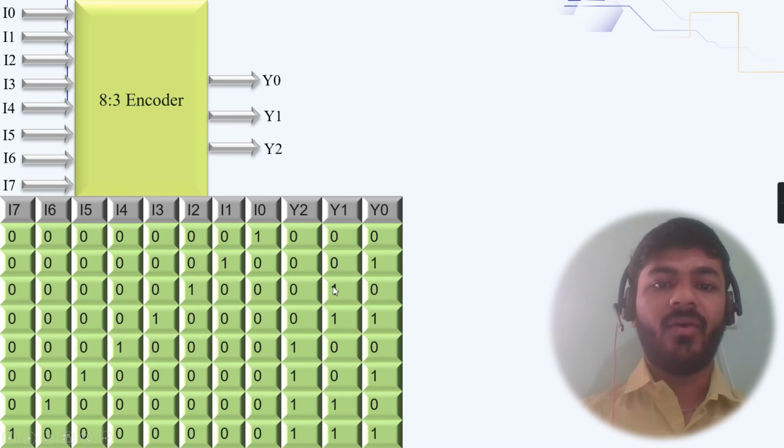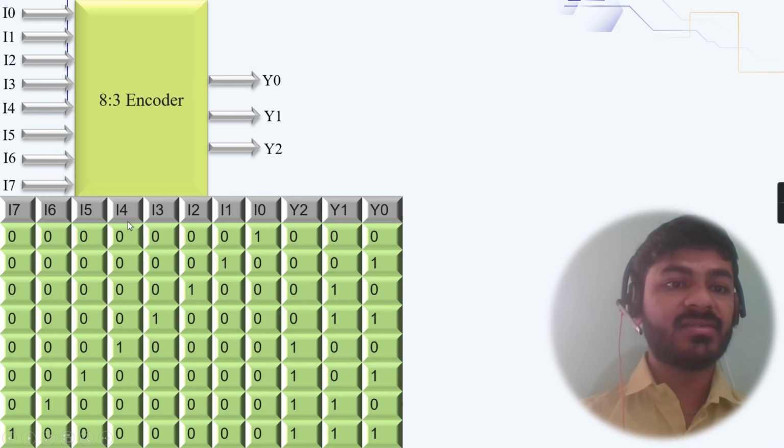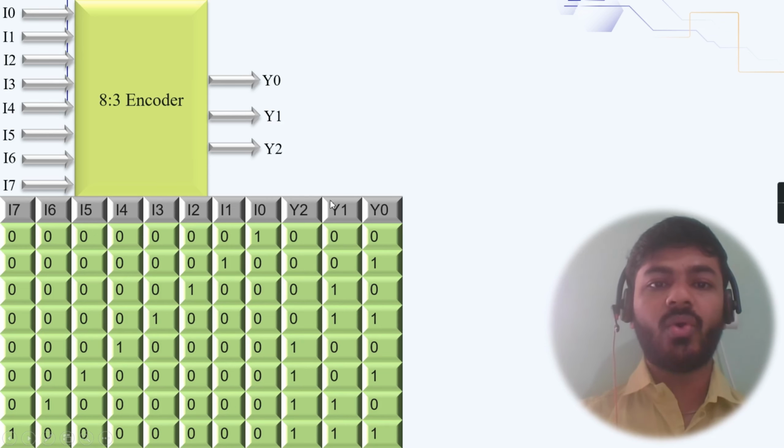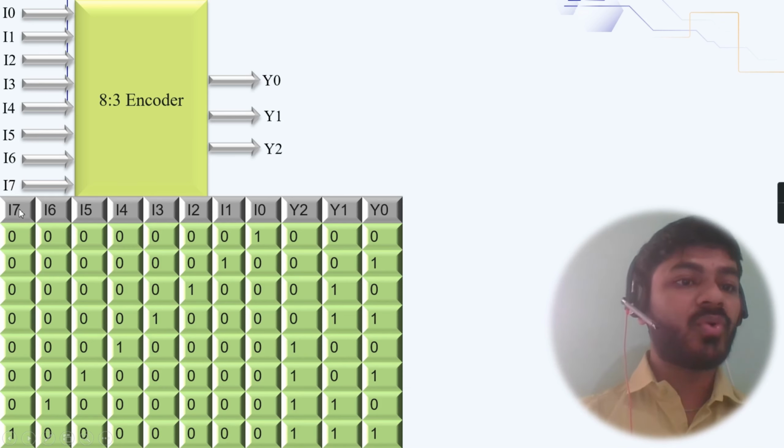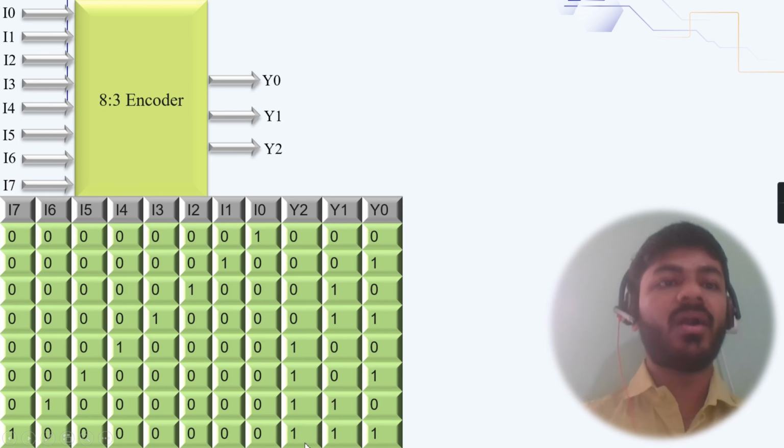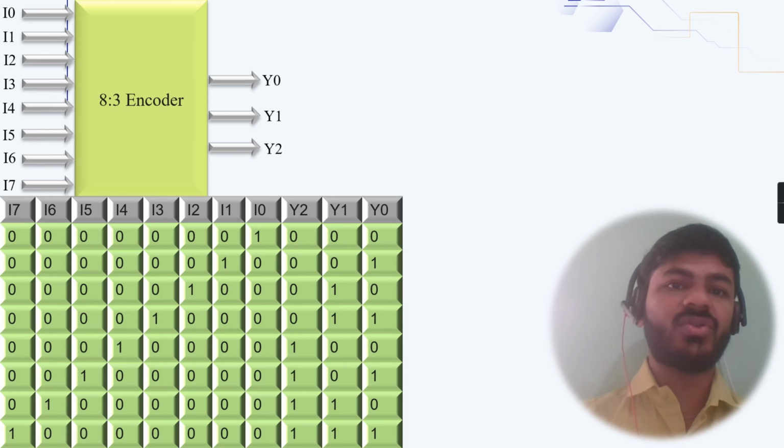If my output Y0 is high, Y1 is high and Y2 is low, that represents my input I3 is active. Okay, if output Y0 is low, Y1 is low and Y2 is high, that represents input I4 is active. Similarly for all the inputs, if my Y0, Y1 and Y2 are all high, that represents my input I7 is active. So this is the functionality of the 8:3 encoder.